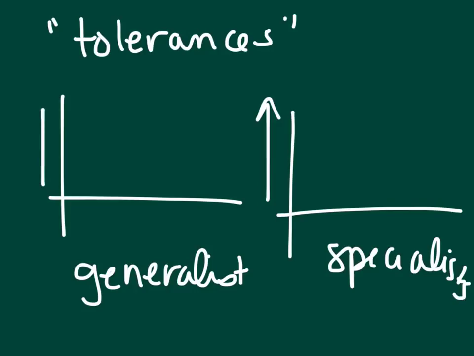The y-axis going up is what we would call success. So how well one lives, how healthy one is, how many offspring one has. That's how we measure success biologically, is lifespan and number of offspring. On the x-axis, we have a range of conditions.